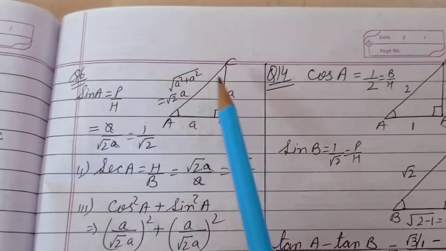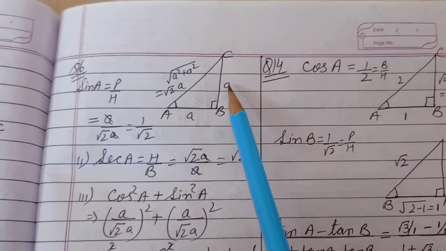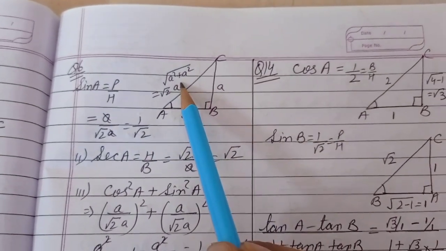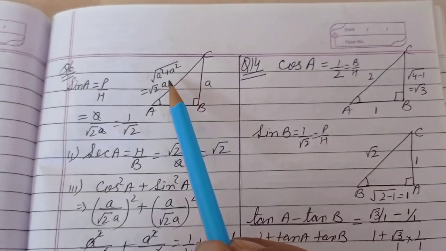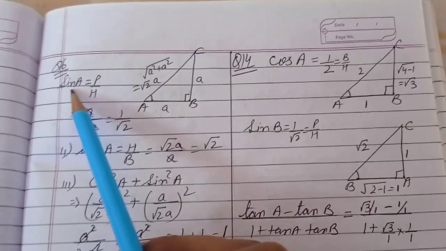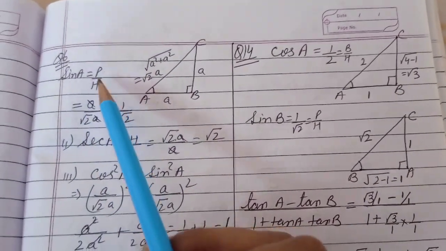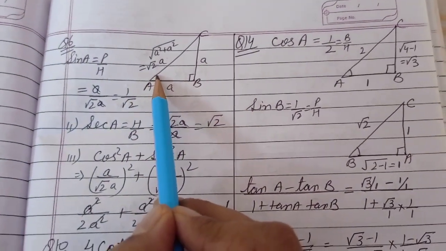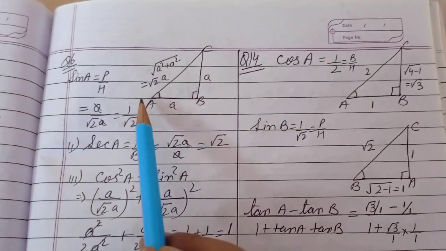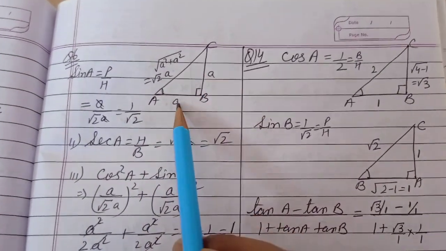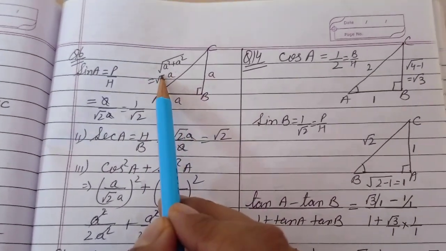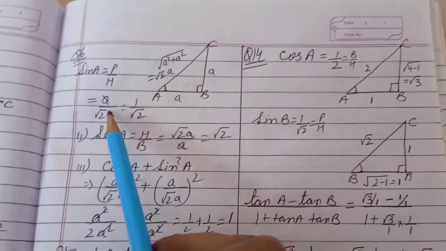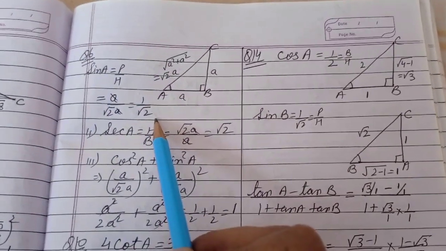Sixth question. This is the given figure. In this figure, these two sides are given in terms of A. I got this side using Pythagoras theorem. And you are asked to find the value of sine A. Sine is equal to what? P over H. Again, what is the given angle? A. This angle is given to you and this is the mentioned angle. So perpendicular will be this side and base will be this side. This will be the hypotenuse. P is what? A. Hypotenuse is root 2 A. A and A will get cancelled. You will get this answer.